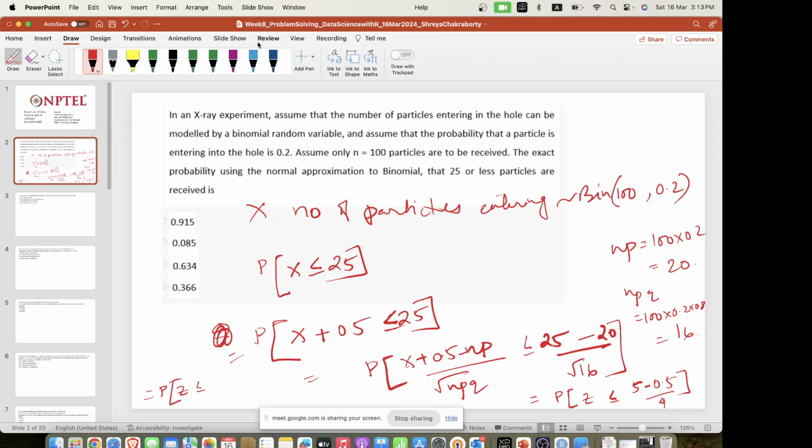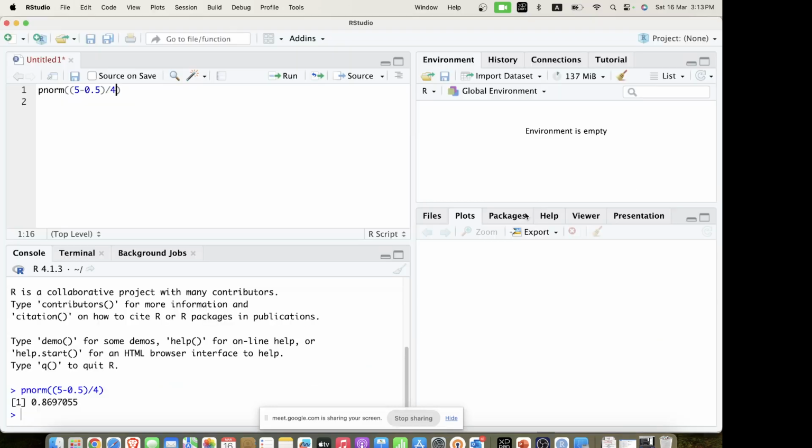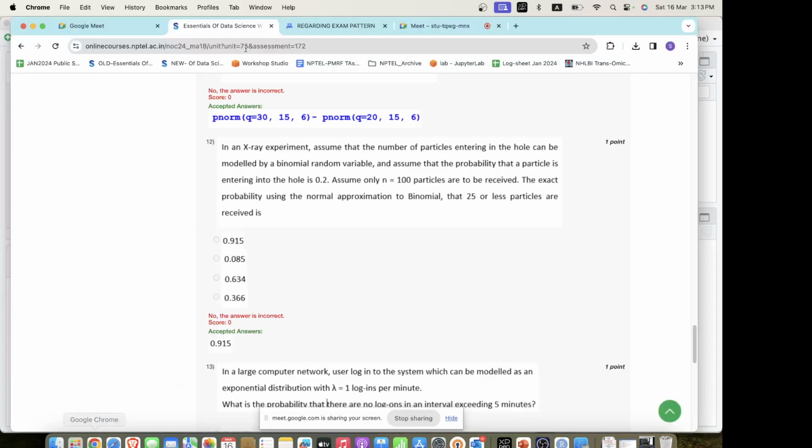Okay, what is the exact probability using normal approximation to binomial, 25 or less particles? So what is the answer that is provided?